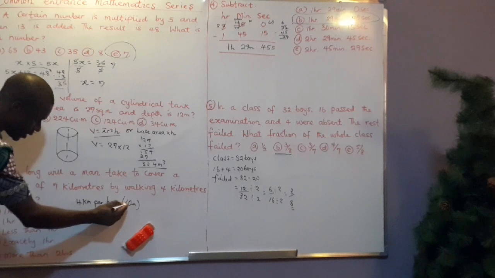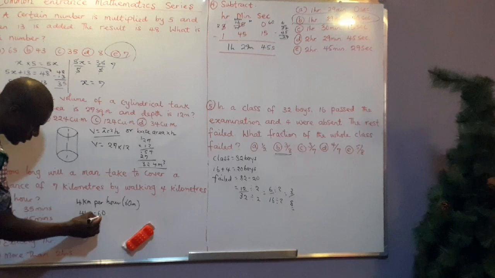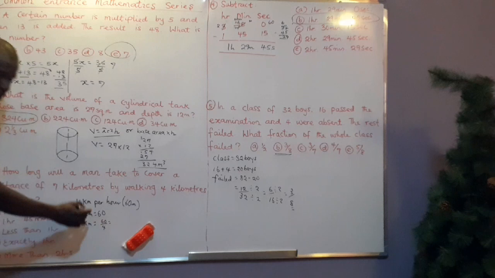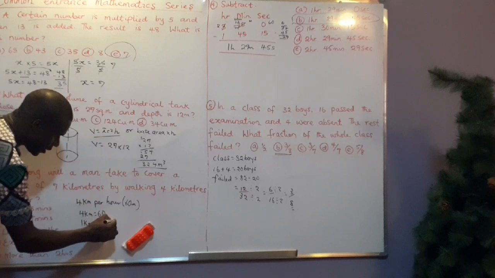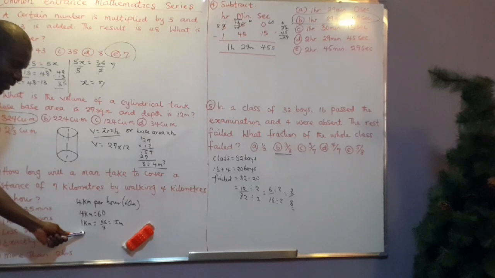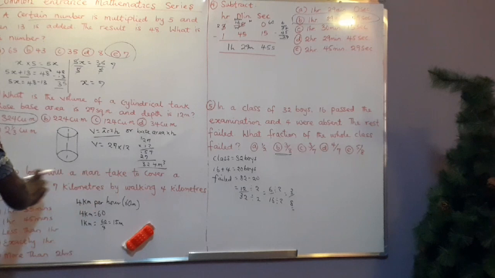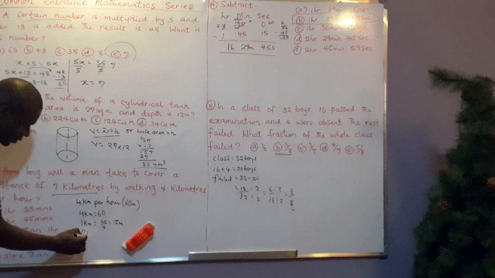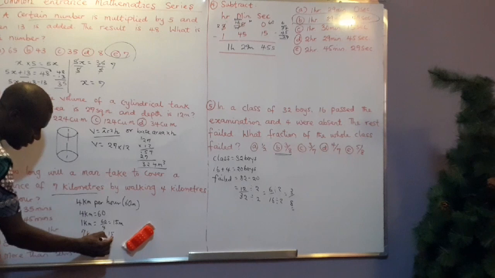1 kilometer will give us 60 divided by 4. 60 divided by 4. What will the answer be? 15. That's correct. 1 kilometer will take him 15 minutes. Now, when it's less, you divide. When it's more, you multiply. Now, how long will a man take to cover a distance of 7 kilometers? Of course, 7 kilometers is more than 1 kilometer. So you just multiply 15 by 7.